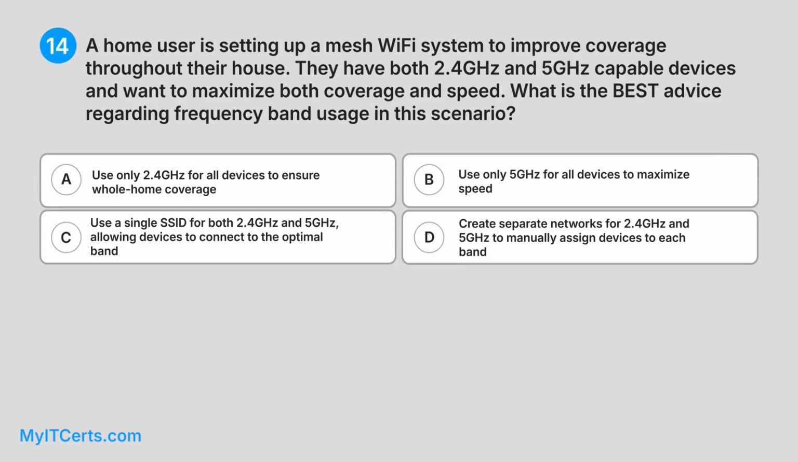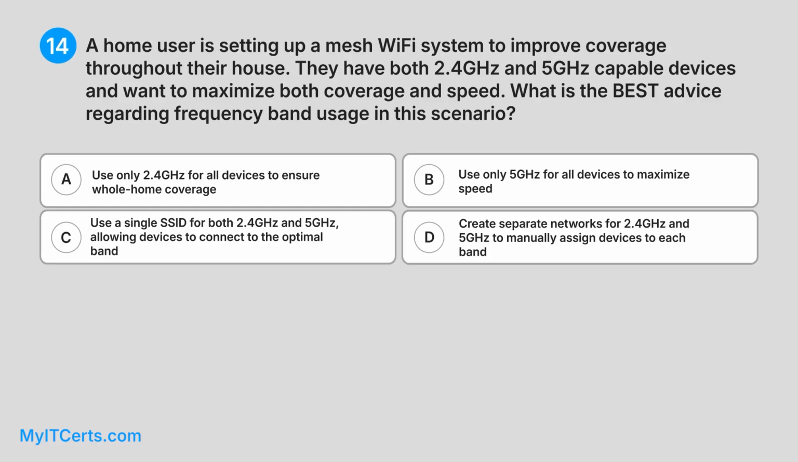14. A home user is setting up a mesh Wi-Fi system to improve coverage throughout their house. They have both 2.4 GHz and 5 GHz capable devices and want to maximize both coverage and speed. What is the best advice regarding frequency band usage in this scenario?